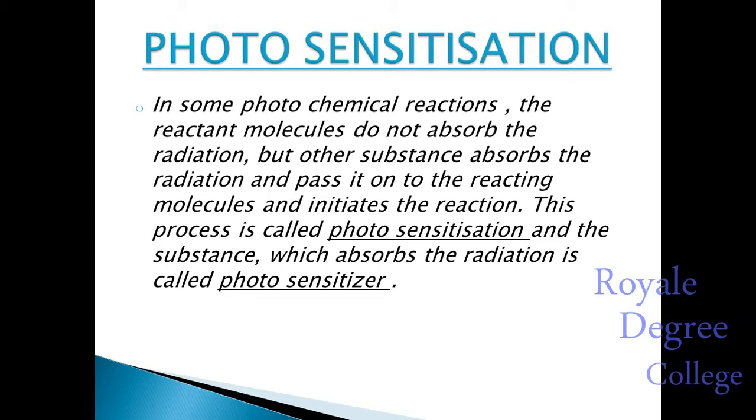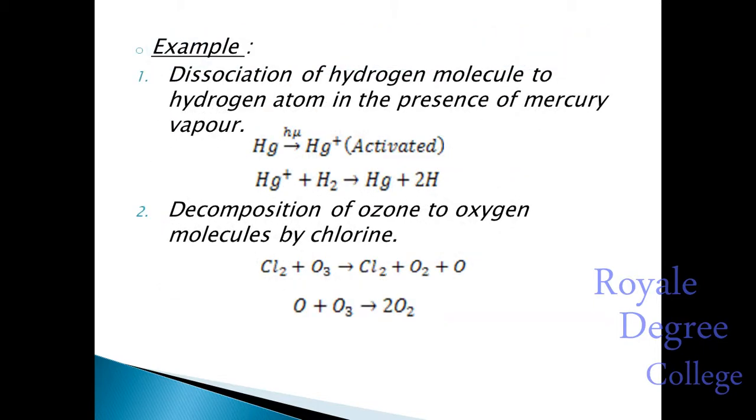Now, photosensitization. In some photochemical reactions, the reactant molecules do not absorb the radiation, but another substance absorbs the radiation and passes it on to the reacting molecules and initiates the reaction. This process is called photosensitization, and the substance which absorbs the radiation is called the photosensitizer. Here we can see the examples.